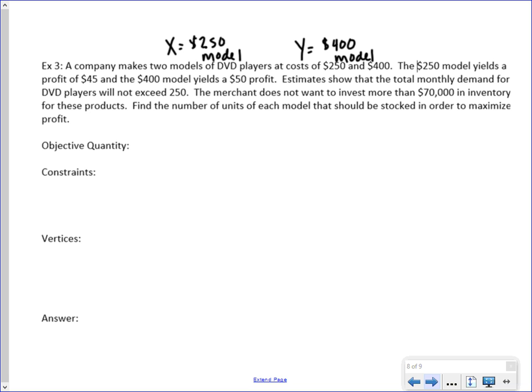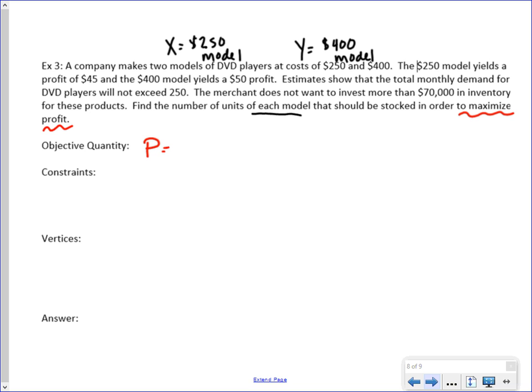Now, what is the problem asking you to do at the very end? Find the number of units of each model, so that helps us define our variables. What else do we want to find? Okay, maximize profit. So that's telling you what your objective quantity should be. Do you want to minimize cost? Do you want to maximize profit? Since I'm talking about profit, I'm going to use a P equals, my profit equals. You could say Z equals here if you want, but I often use P and C.